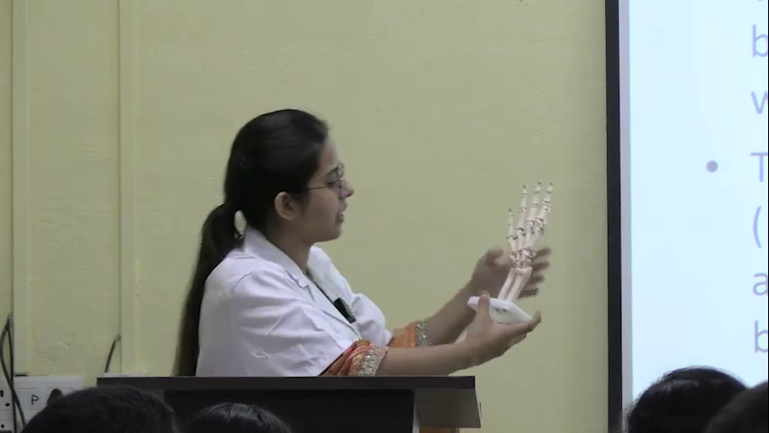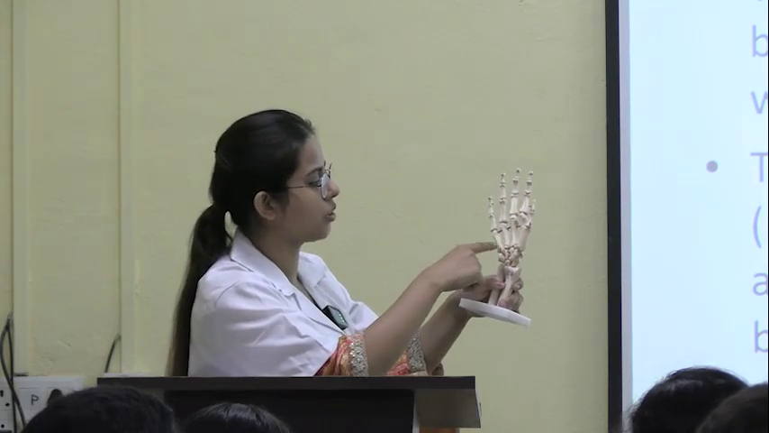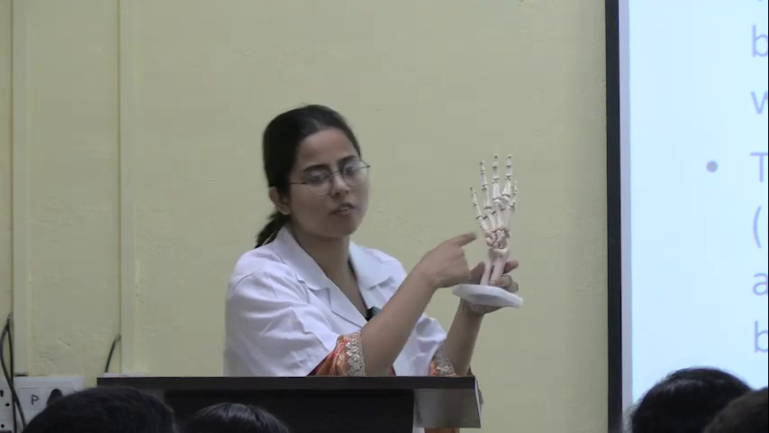Clear? And the secondary ossification center of the rest of the metacarpals will appear around 2nd year and join by 16 to 18 years. Okay?